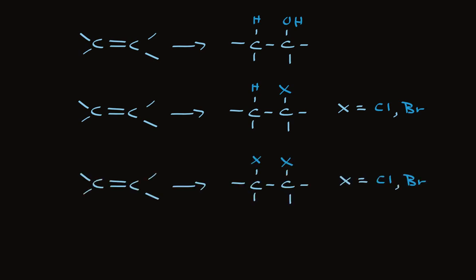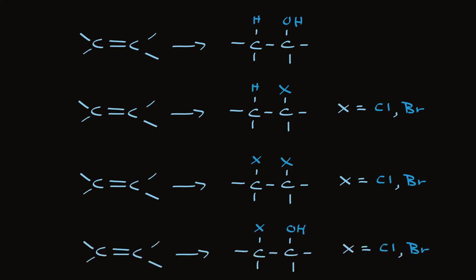A third possibility puts two halogens on the adjacent carbons. Again, halogen being either chlorine or bromine. And a fourth possibility puts a halogen on one carbon and a hydroxyl on the adjacent carbon. All four of these types of transformations fit in a category of addition reaction called electrophilic addition. We'll talk more about why it's called electrophilic addition and why it makes so much sense for alkenes in a minute.